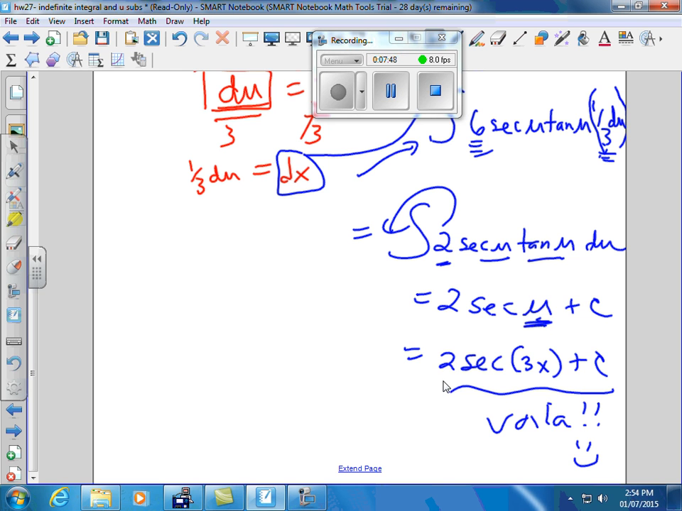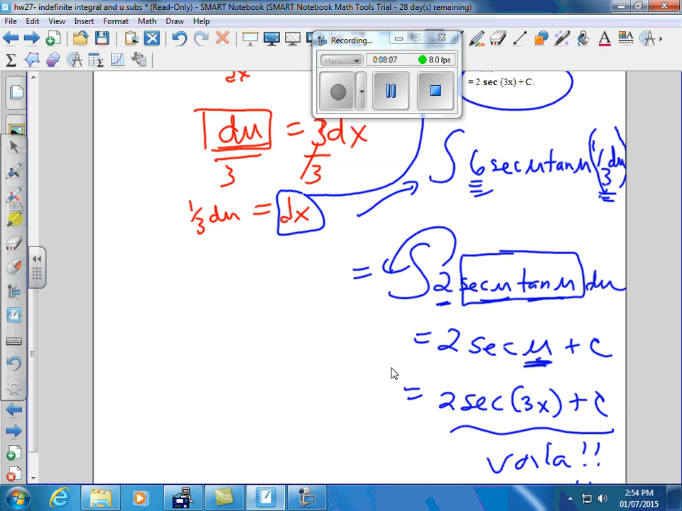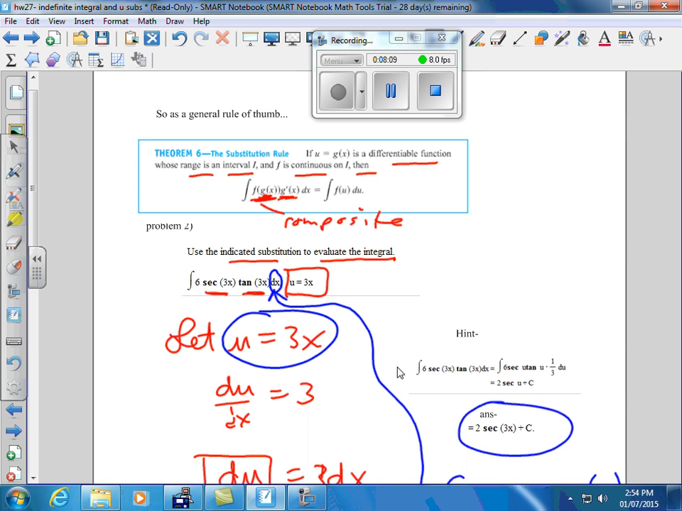Now remember that I had to know that the integral of secant tangent is secant. So some of those trig integrals have to be memorized, like the integral of cosine is sine. Okay, hope that helps. And I will hit pause and we'll go to the next one.